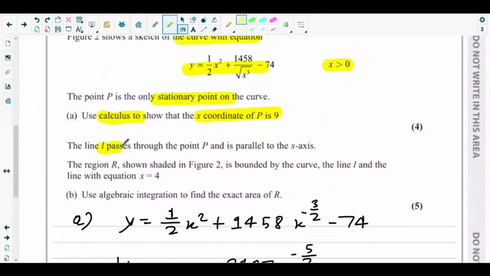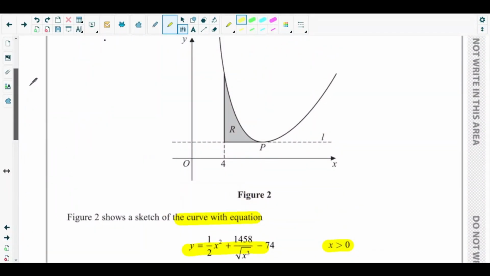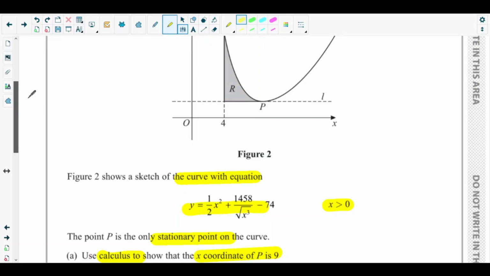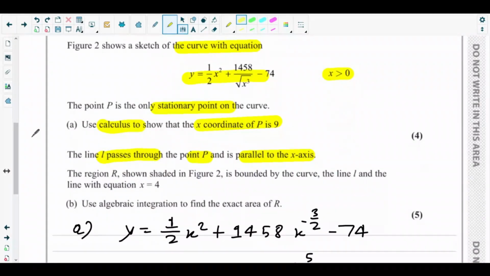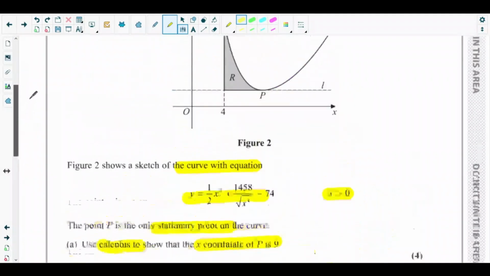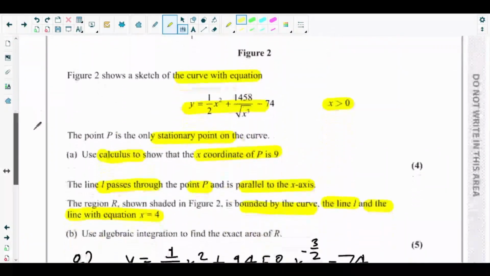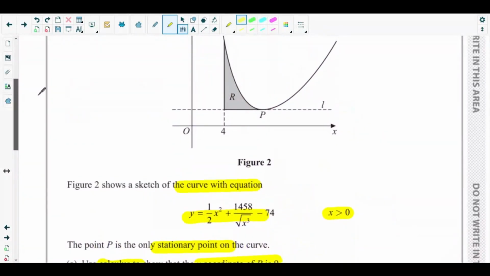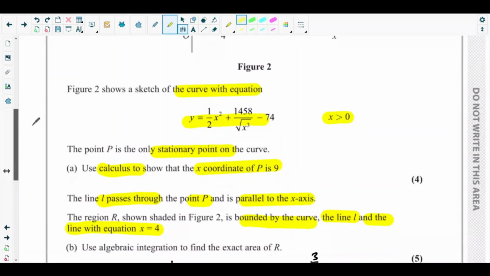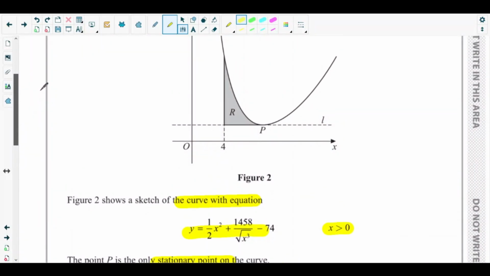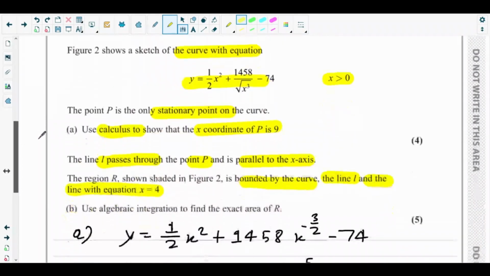The line L passes through the point P and is parallel to the x-axis. We can see on the figure that line L is parallel to the x-axis and it's passing through point P. The region R shown shaded in figure 2 is bounded by the curve, line L and the line with equation x equals 4. The region R is below the curve, above the line L, and to the right of the vertical line x equals 4.